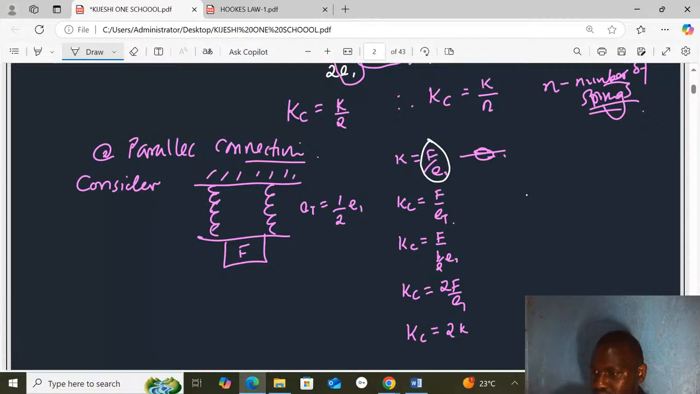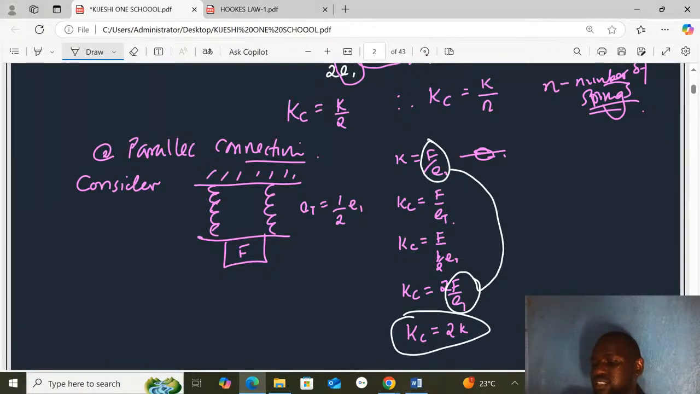This part, it is the one that is here. So we substitute with K. When we are using two springs, then we'll find that in parallel connection, the combined spring constant is the same as twice the spring constant of one spring. Therefore, in conclusion, we can say that Kc in parallel is the same as Nk. That is what we can conclude.